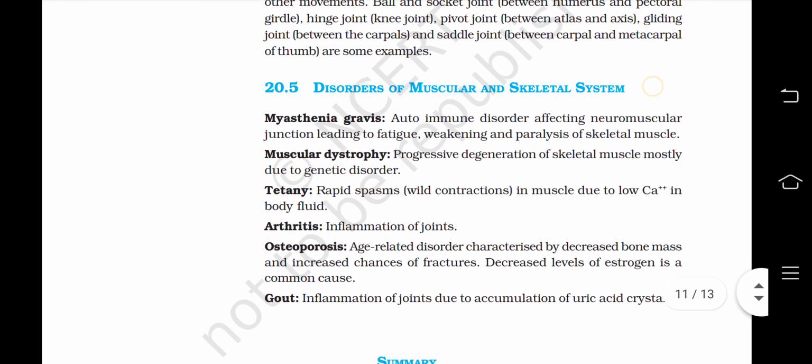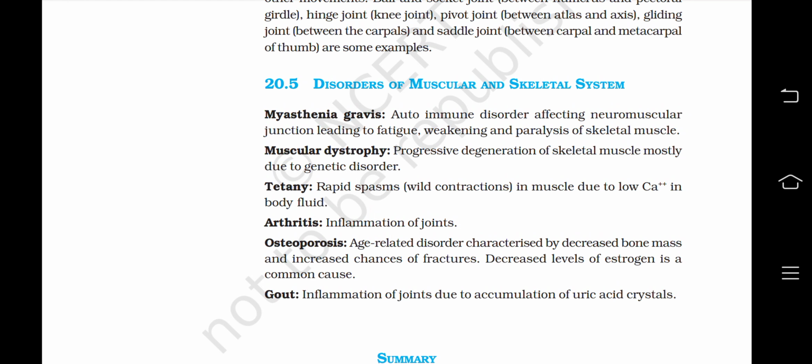Disorders of muscular and skeletal system. Myasthenia gravis, autoimmune disorder affecting neuromuscular junction leading to fatigue, weakening, and paralysis of skeletal muscle. Muscular dystrophy, progressive degeneration of skeletal muscle mostly due to genetic disorder. Tetany, rapid spasms or wild contractions in the muscle due to low calcium in the body fluid.